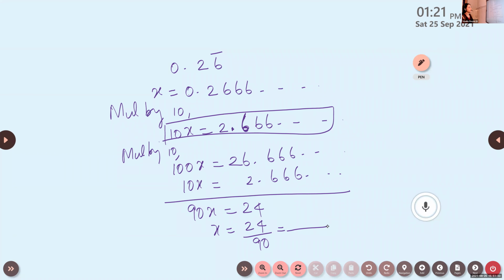Ma'am, this will only come for repeating terms, right? Yes, this format will come only for repeating. Non-repeating means easily you can write. Suppose you are given like this, 1.5, you can write this as 15 by 10 and write in simplest form. Non-repeating, you can convert to decimal easily. Decimal is given means you can convert to rational also easily.